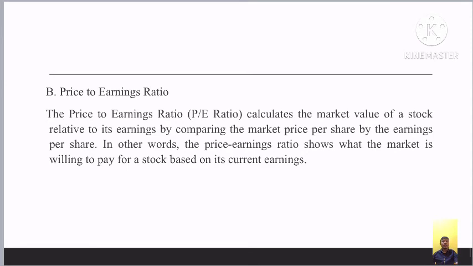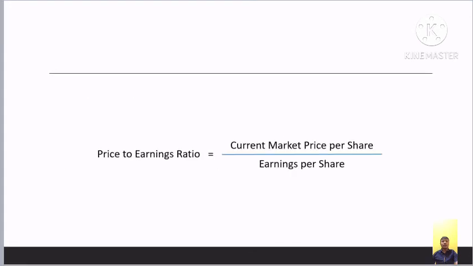And the next is price to earnings ratio. The price to earnings ratio calculates the market value of a stock relative to its earnings by comparing the market price per share to earnings per share. In other words, the price earnings ratio shows what the market is willing to pay for a stock based on its current earnings. The formula to calculate price to earnings ratio: current market price per share divided by earnings per share.